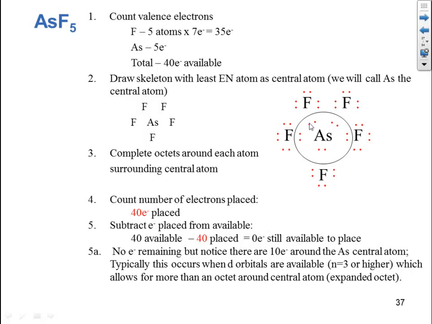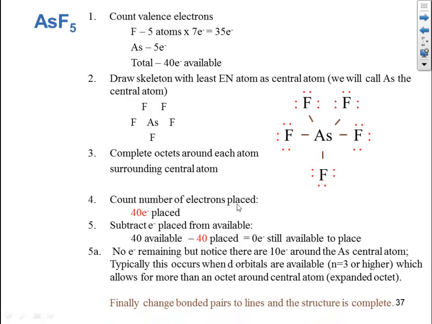But now I got to count my electrons around the central atom, and I should have 8. Let's see. 2, 4, 6, 8, net 10. I got 10. Okay, how can I have 10? It's supposed to be 8. Well, typically this occurs when d orbitals are available. If we're at n equal 3 or higher, which allows for more than an octet around the central atom, we can have an expanded octet. This meets that condition, so arsenic can have more than 8, and that's why it has 10. Finally, change the bonded pairs to lines, and the structure is complete.